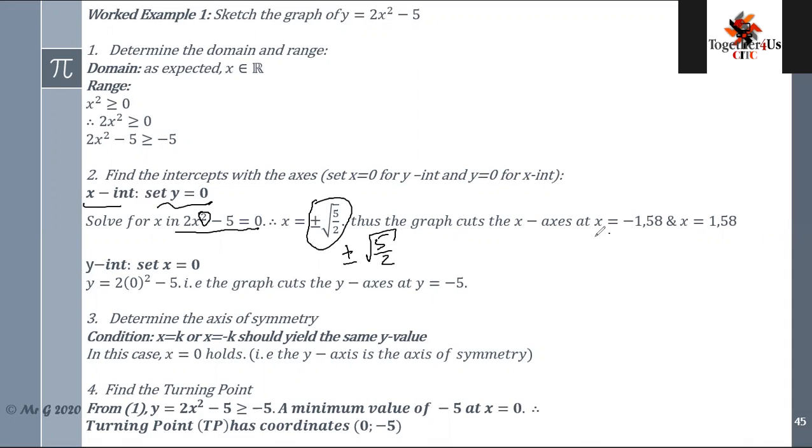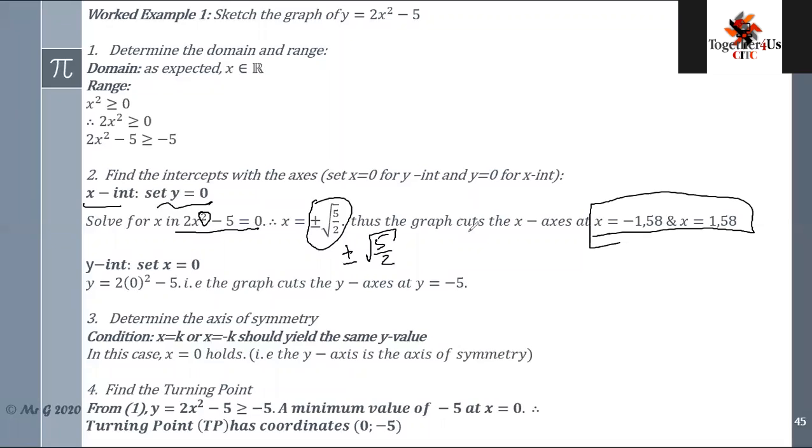And so I use decimals in this case because I need to locate this on the Cartesian plane. All right, I need to locate it on the Cartesian plane. That is why I'm using decimals. And then the y-intercept is simple. You just set x equals to 0. And if you substitute 0, you're going to have what?